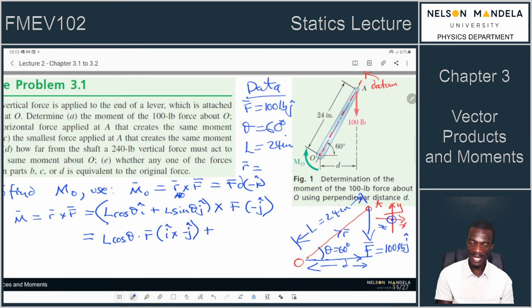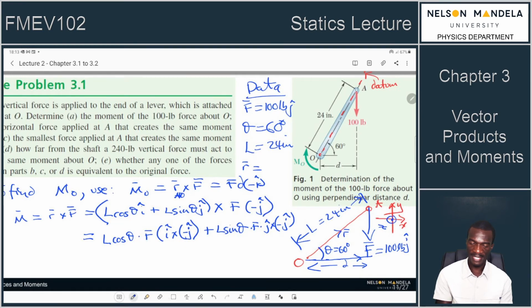Plus the second one, L sine theta. Need we continue with this one? No, because it's just F. Then we multiply with what? With a J cross a negative J.